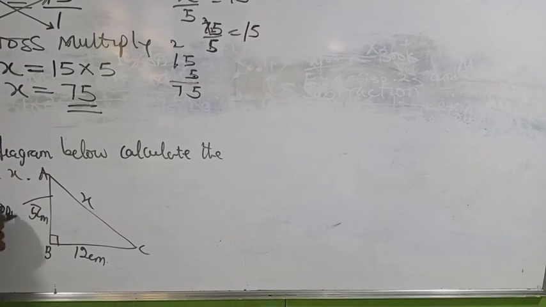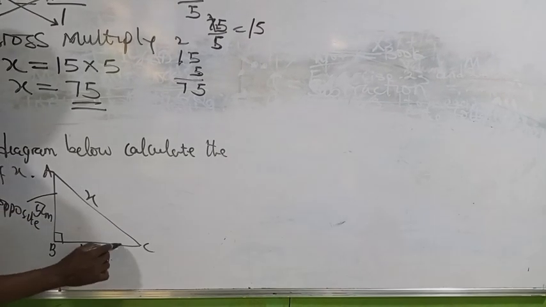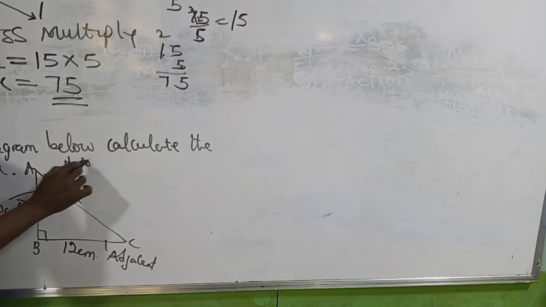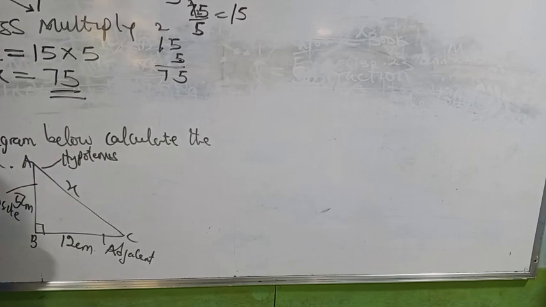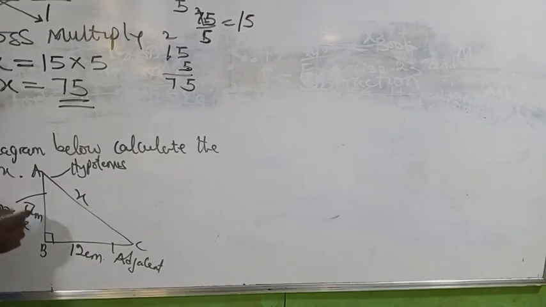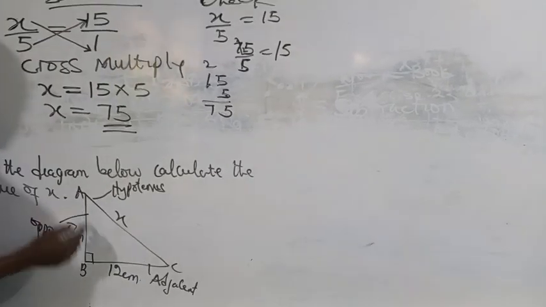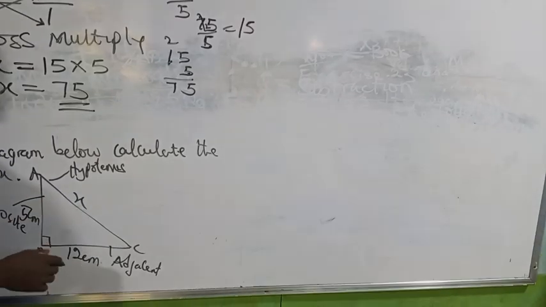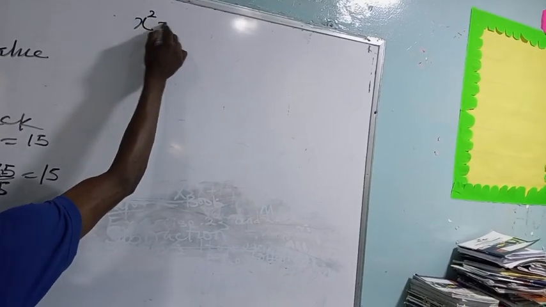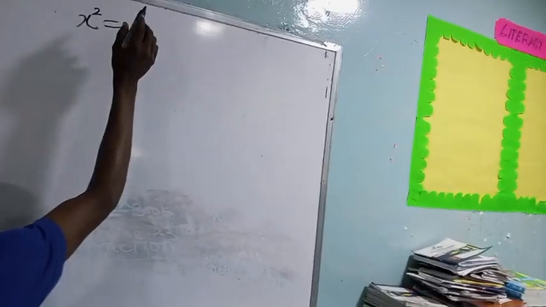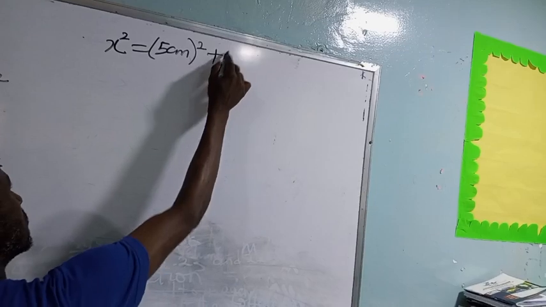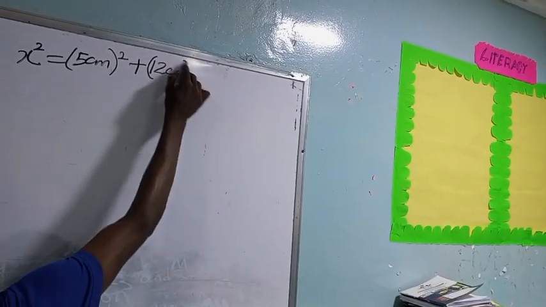This is opposite. This is adjacent. And this side is the hypotenuse. So we use the Pythagorean rule. If you are given the opposite and the adjacent, and you are to find the hypotenuse side, you have x squared equal to 5 centimeter square plus 12 centimeter square.